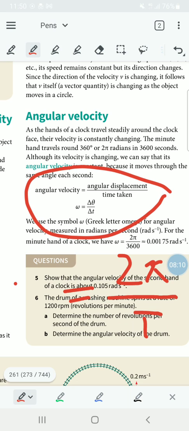Then 2 pi divided by T is equal to omega. But the thing is, they have given T. T has been given as 4 years, but we can't use 4 years. We have to convert it into seconds. How do you convert 4 years into seconds? Can you remember?